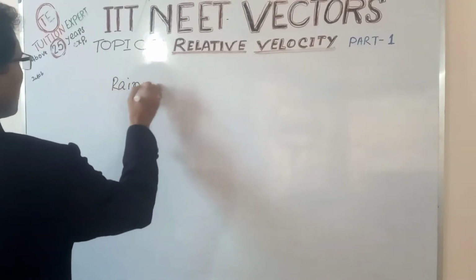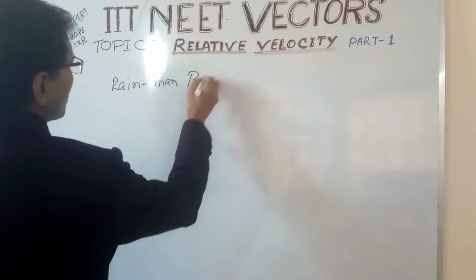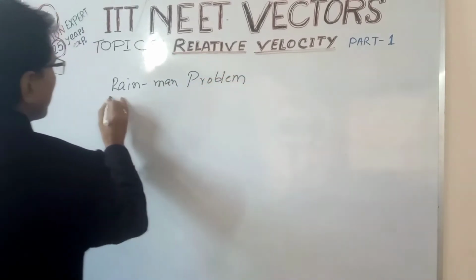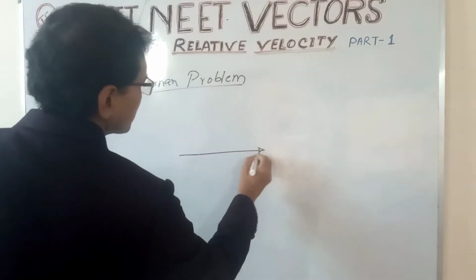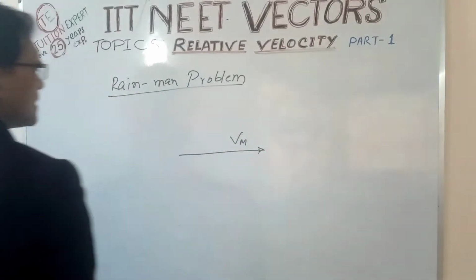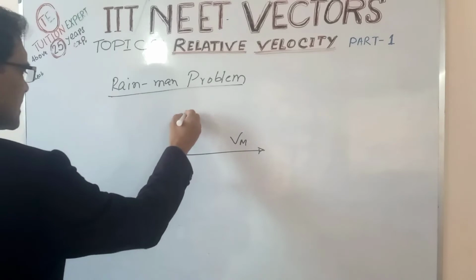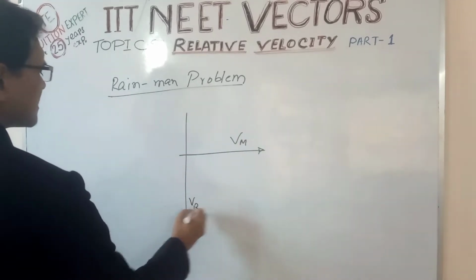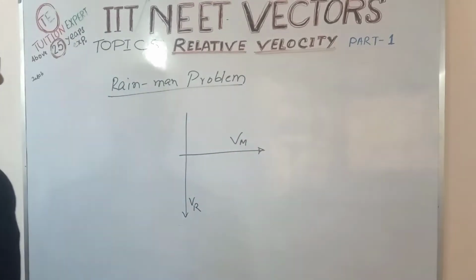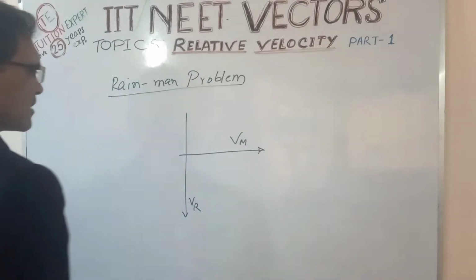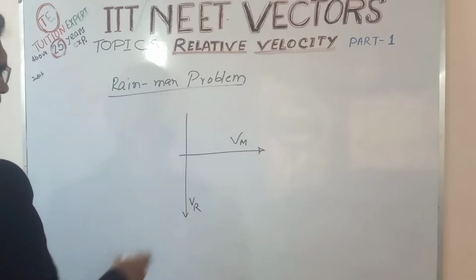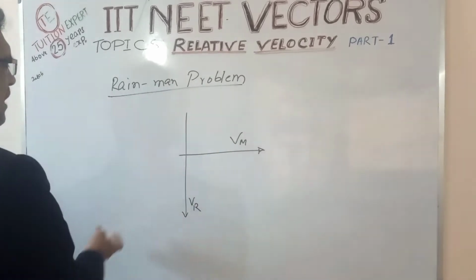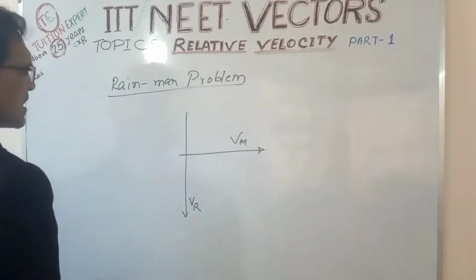Rain man problem. A man moves with velocity Vm in this direction and rain falls vertically. Now what will be the direction of the rain with respect to the man? That is, in which direction does the man see the rain coming to him?